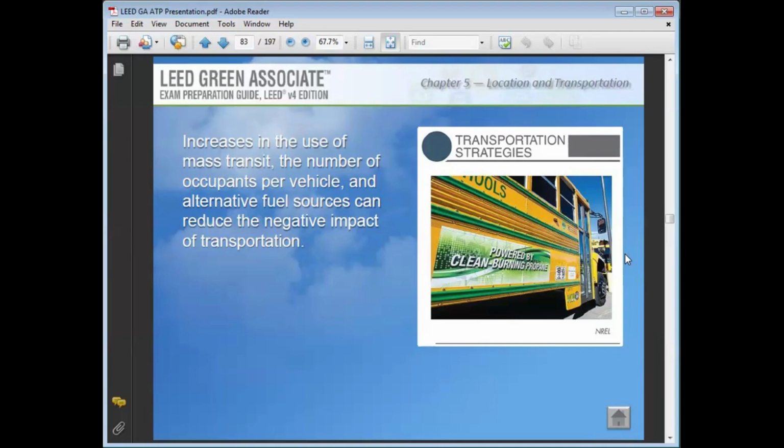vehicular movement. You cannot be dependent, like the weather might not be good, the climatic conditions might not be good. It might not even be secure sometimes in different kinds of neighborhoods. It might not be secure to even move across. So in that case, an increase in the use of mass transit, like the number of occupants per vehicle, and alternate fuel sources, can reduce the negative impact of transportation as well.